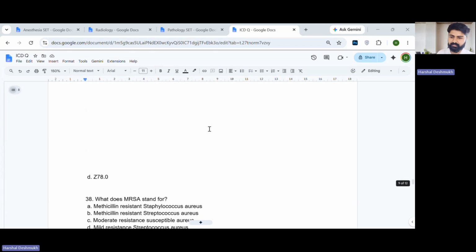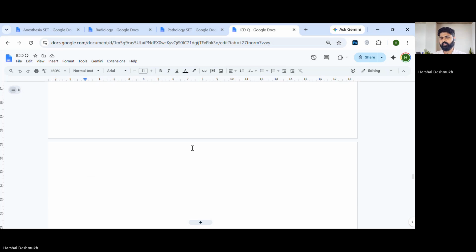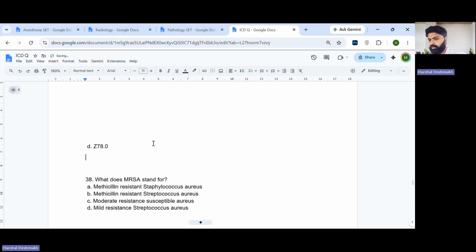All right, to answer this question, option D, Z78.0 is the right answer as it's impending menopause. All right, moving on to the next question.